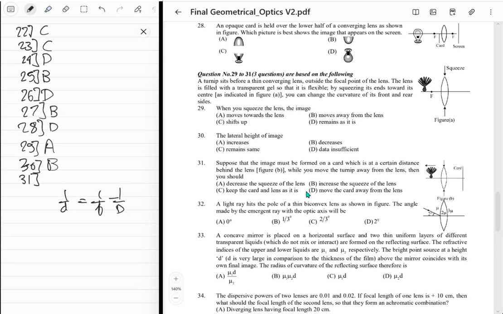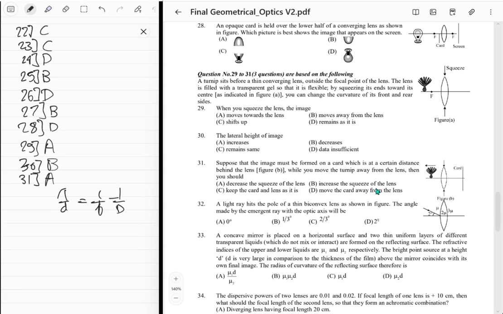Yes. Increase the squeeze of the lens. Move the card away from the lens. I mean, yeah, I guess you could do this thing. Move the card away from the lens. No, wait. Why would you move the card away? You would move it towards the lens, right? Keep the card and lens head. Okay, that won't do anything. That's just failing very hard. Increasing this. No, okay. I think A will work.